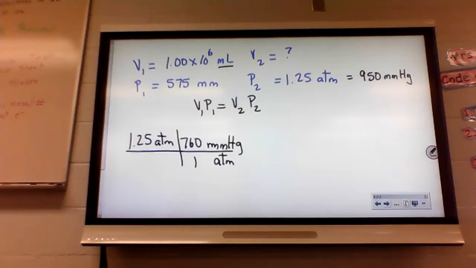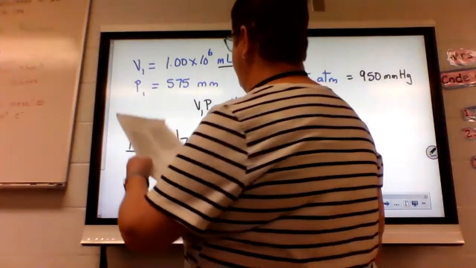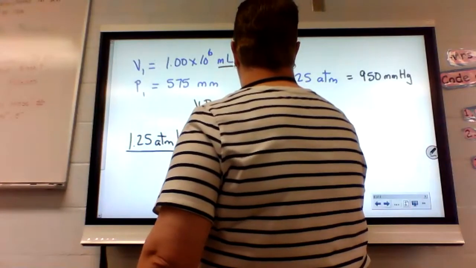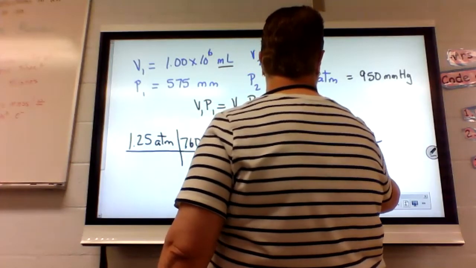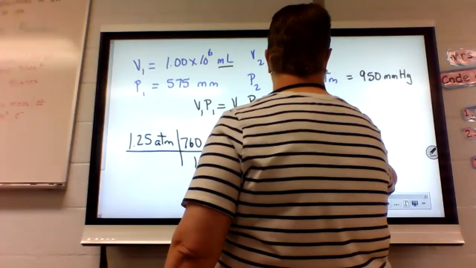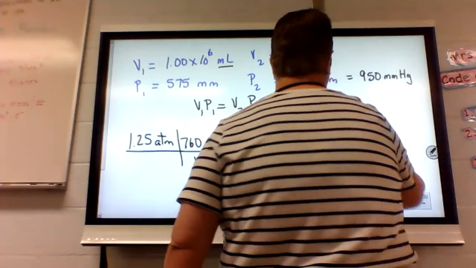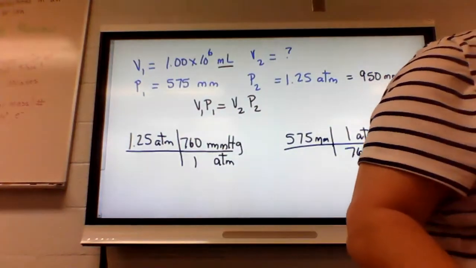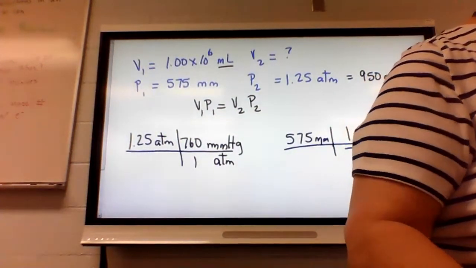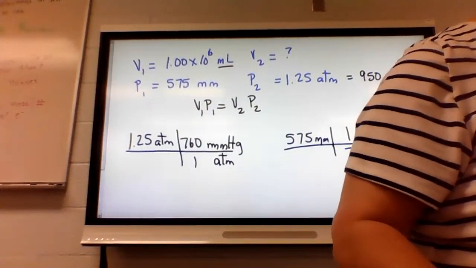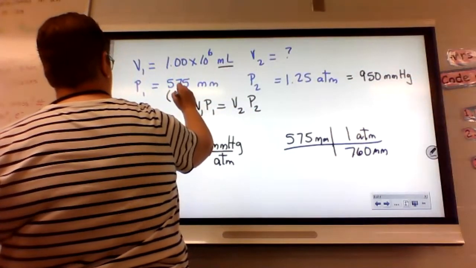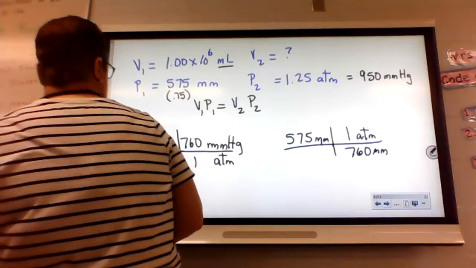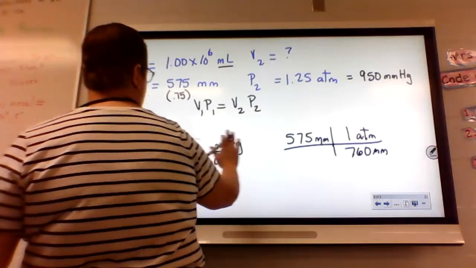Now, for anybody who might have changed the 575, you would just do it the opposite way. You'd have 760 down here and 1 ATM there. And so you'd have 575 divided by 760. You'd have 0.75. If you did it, you'd have that. It doesn't matter which one you pick.